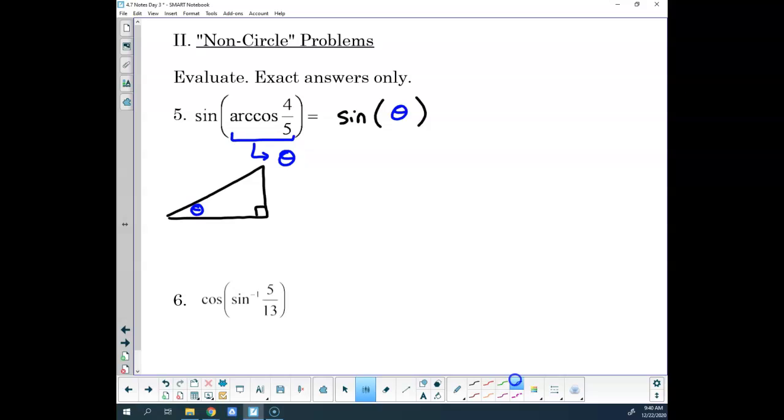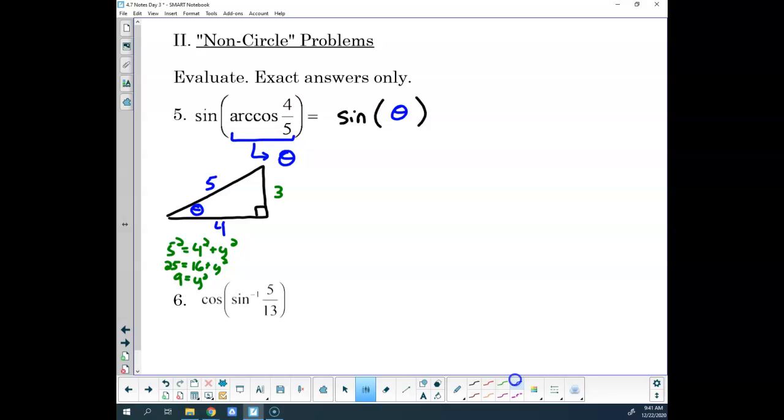Cosine is adjacent over hypotenuse. So we could fill those two in. And then a quick Pythagorean triple or using the Pythagorean theorem should tell us that that missing side is 3. Because 3, 4, 5 makes a Pythagorean triple. If not, we could have done 5 squared equals 4 squared plus y squared. 25 is 16 plus y squared. 9 is y squared, so we get 3 out of that.